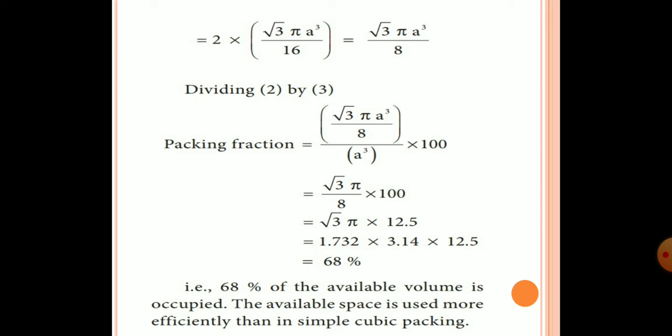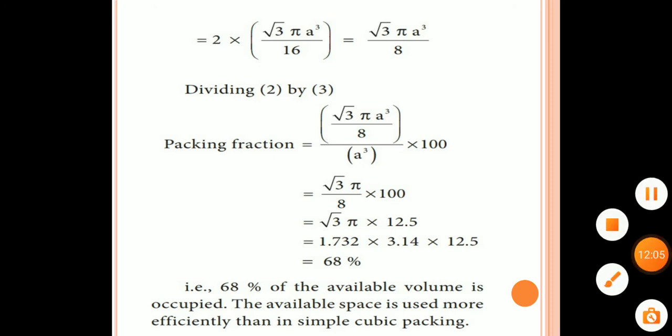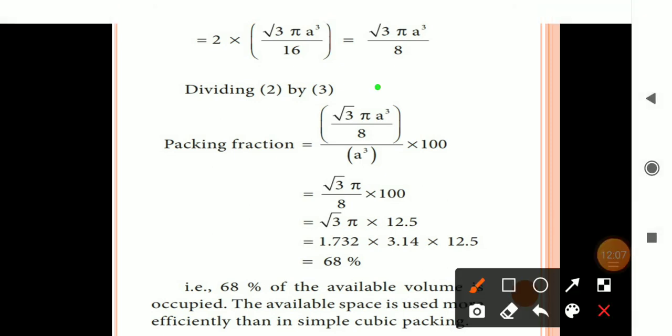Now packing fraction. What's the formula for packing fraction? Volume of sphere divided by volume of the unit cell. The volume of sphere is root 3 pi a cube divided by 8, and it is whole divided by a cube. When we simplify, a cube and a cube get cancelled, remaining root 3 pi divided by 8 into 100. Now when 100 is divided by 8, it will be 12.5.